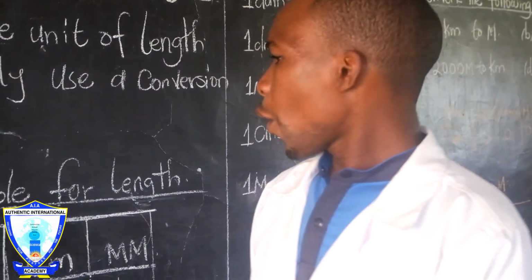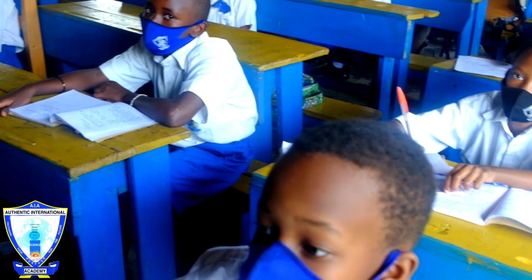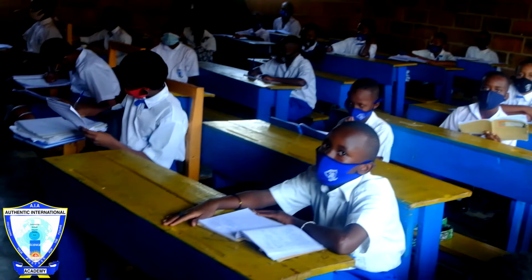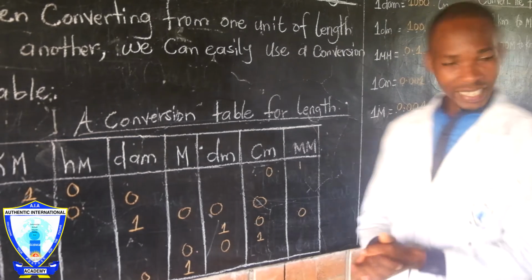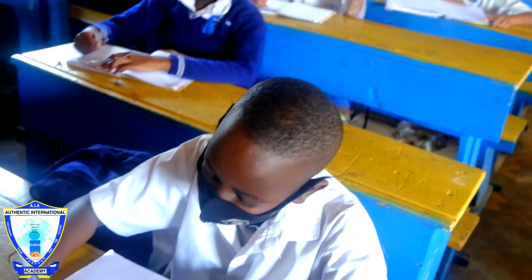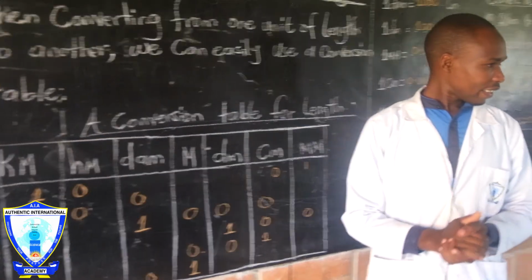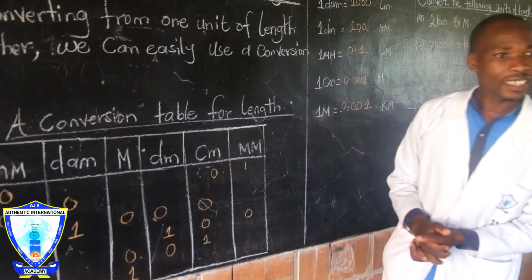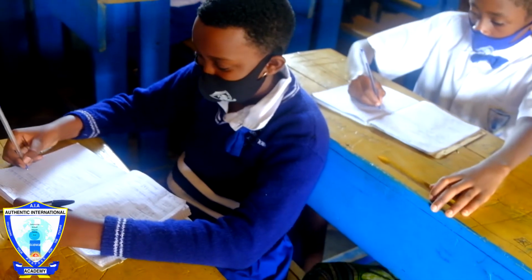Here, also, who can read for us here? Yes, Honore. Kilometer. Good. Hectometer. Another one. Yes, Ape. Decameter. Another one. Yes, Simplis. Meter. Another one. Yes, Ivan. Decimeter. Ape again. Centimeter. Yes, Darcy, can you read for us the last unit? Millimeter. Wow, that's good.